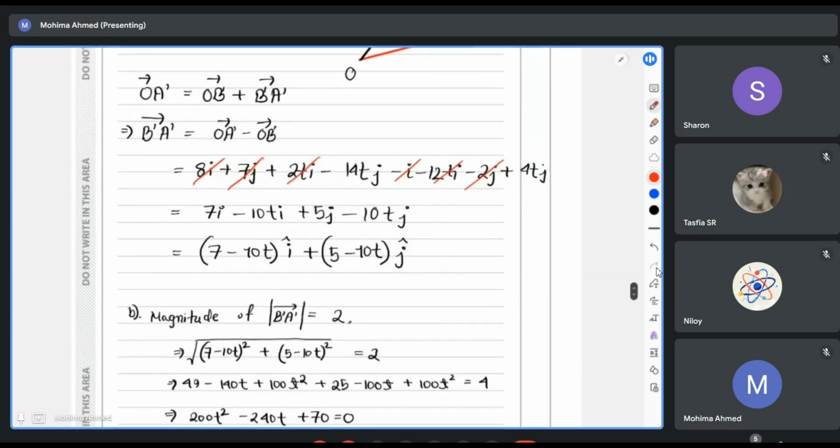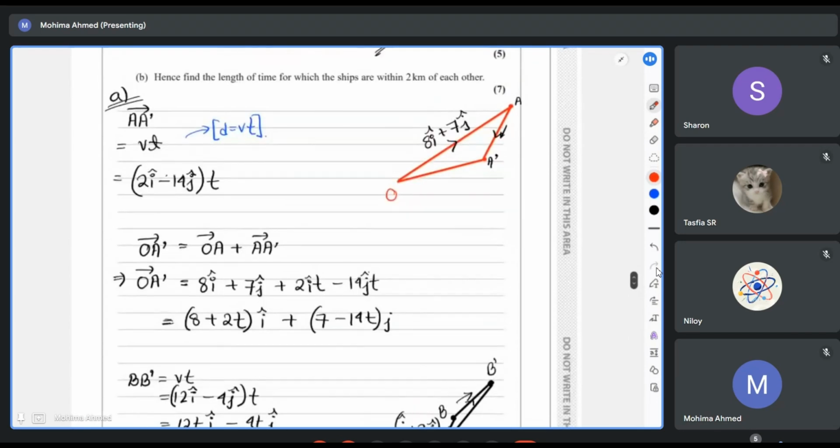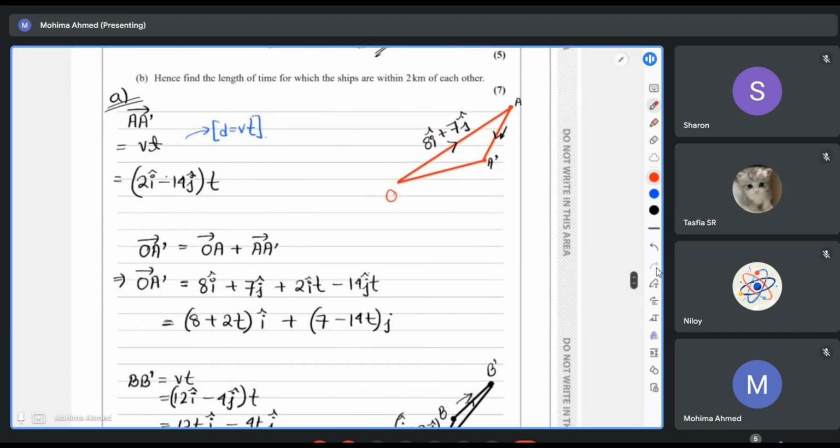Yeah, that's it then. We are done with question 7. I hope it was clear. If you guys have any questions, please ask before we move to question 8.